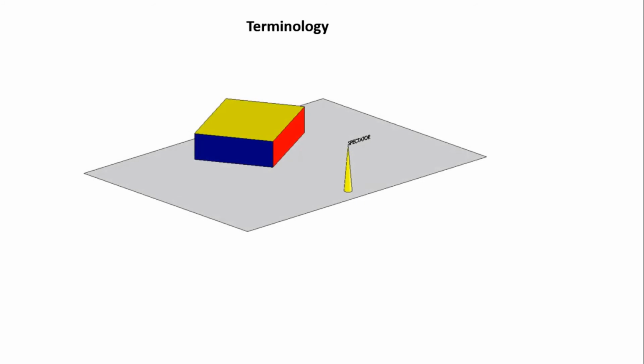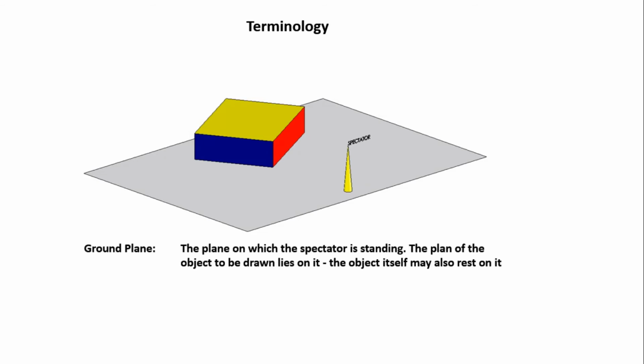So now let's see the terminology involved in perspective projection. The first one is the most important plane, that is the ground plane. It is the plane on which the spectator is standing, and the plan of the object to be drawn lies on it. The object itself may also rest on it.